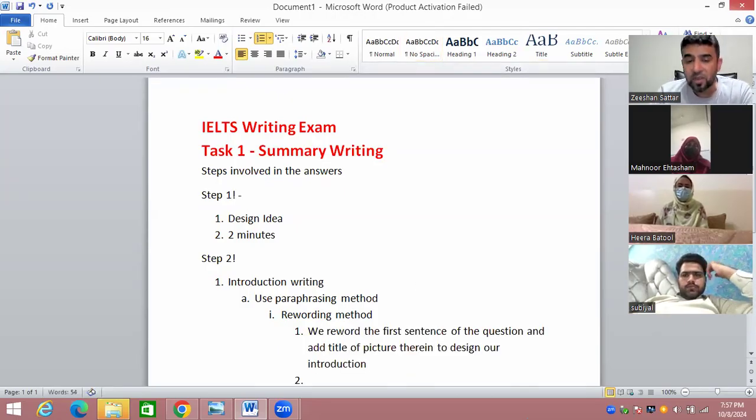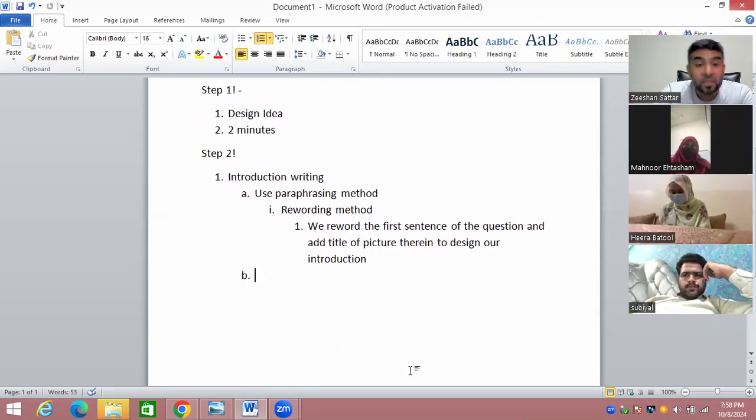What is the reason for it? If we try to design the introduction ourselves, what will happen? We will spend more time. We will be at a stronger risk of making vocabulary errors. We would be at a stronger risk of grammar errors as well. So to design a quick introduction in minimum possible time, we will use the paraphrasing or rewording method in the IELTS summary exam. So introduction writing, number 1, we use the paraphrasing method.